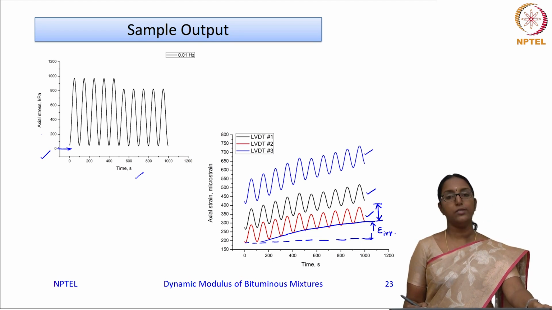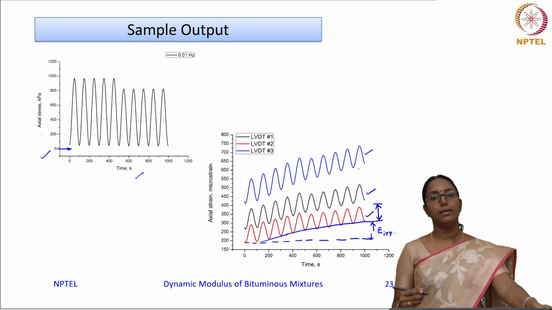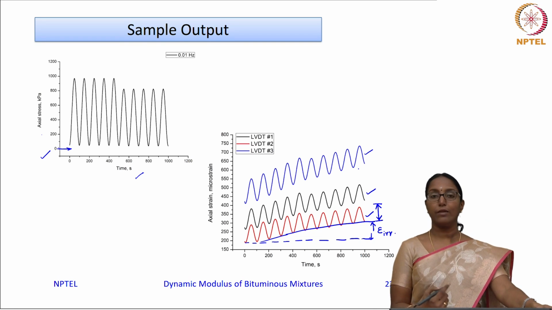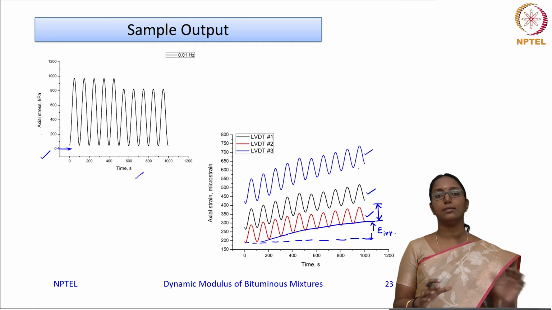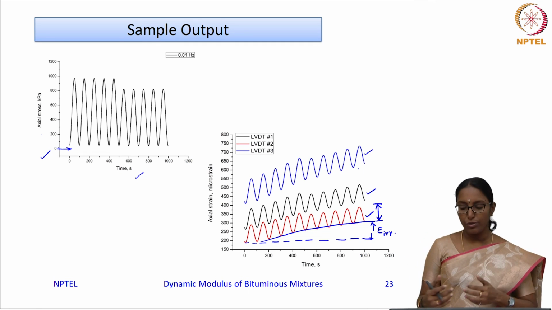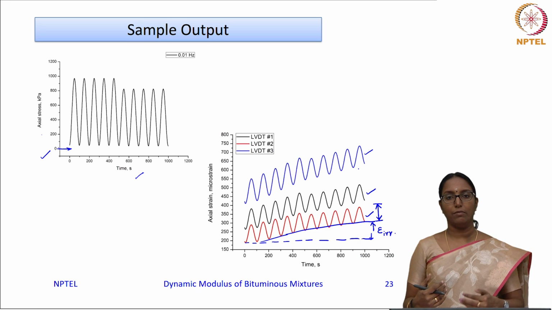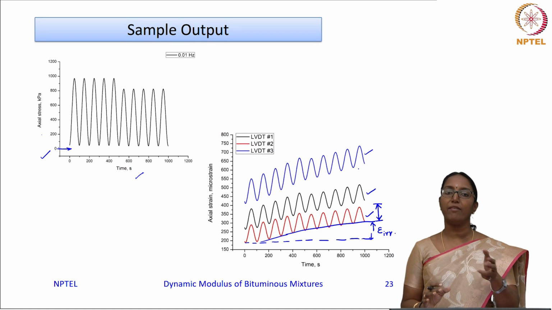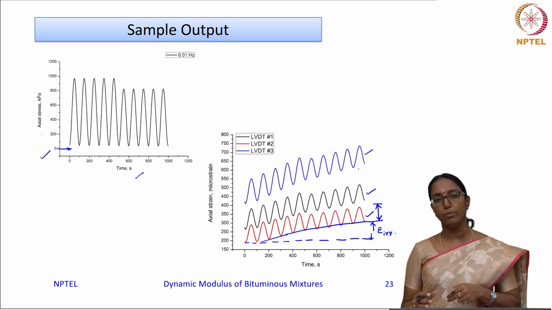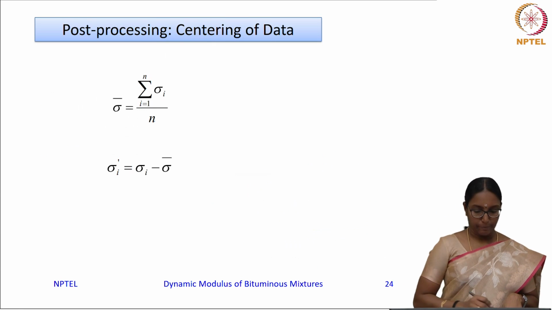Also, one should understand from this figure that all the 3 LVDTs need not give you exactly the same value. As I said, this is a highly heterogeneous material, so you see variabilities in the data from the 3 LVDTs. Normally, what we do is average out the data from all the 3 LVDTs.